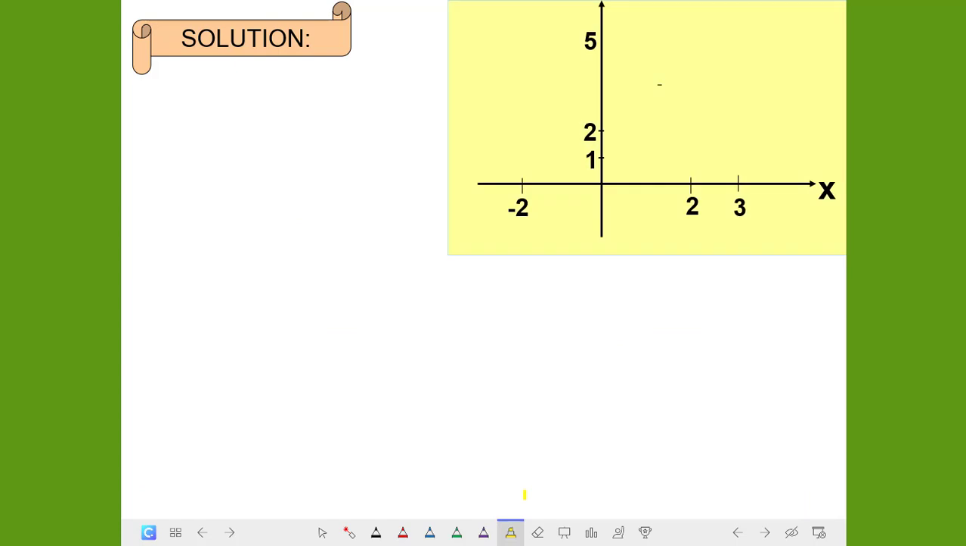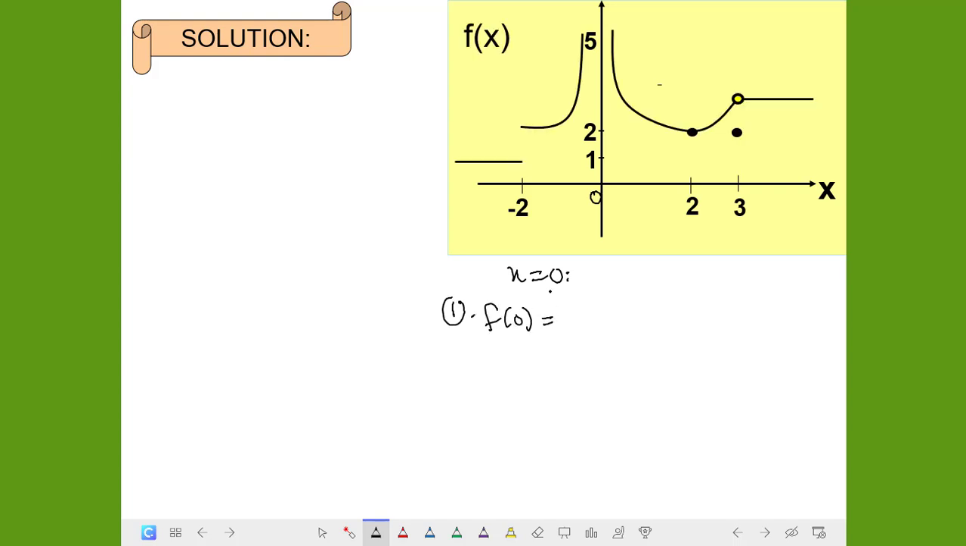Okay, at point x is equal to 0. First step, f of 0 is equal to, what's the graph? Right, f of 0 is equal to 5.